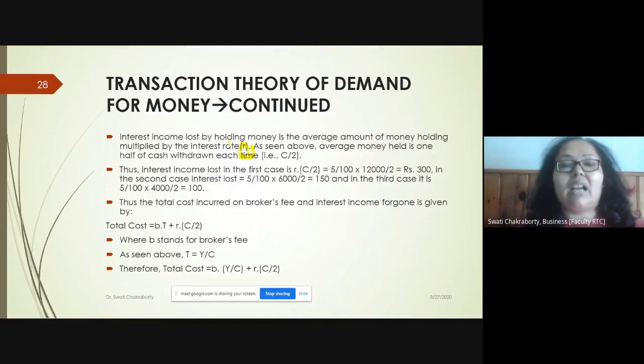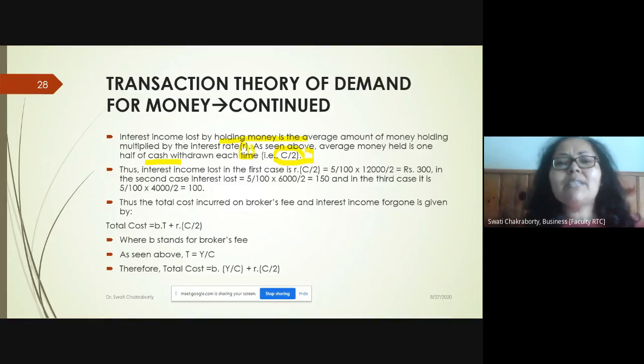Now let R be the interest rate that is lost, the interest income that he's losing by holding money. So what is the total amount of interest income that he's losing if he's holding money? The rate of interest is R, and the average money held by the person is half of the cash withdrawn. We just saw C by 2, right? 12,000 by 2, then 6,000 by 2, and 4,000 by 2 we had seen in the three cases.